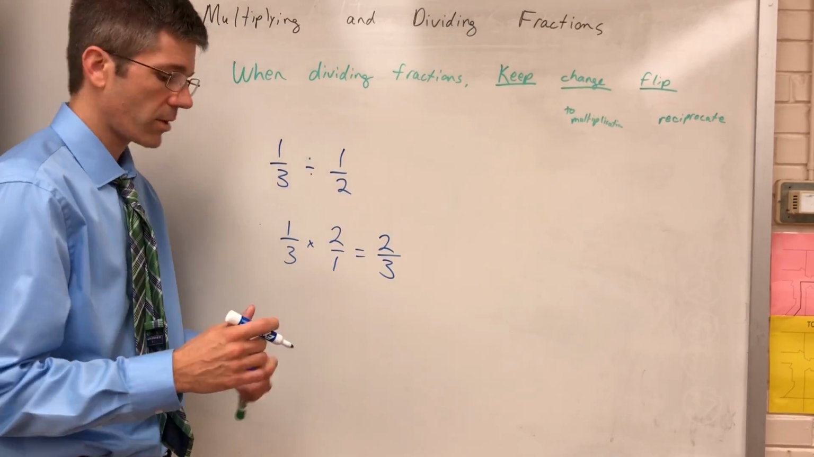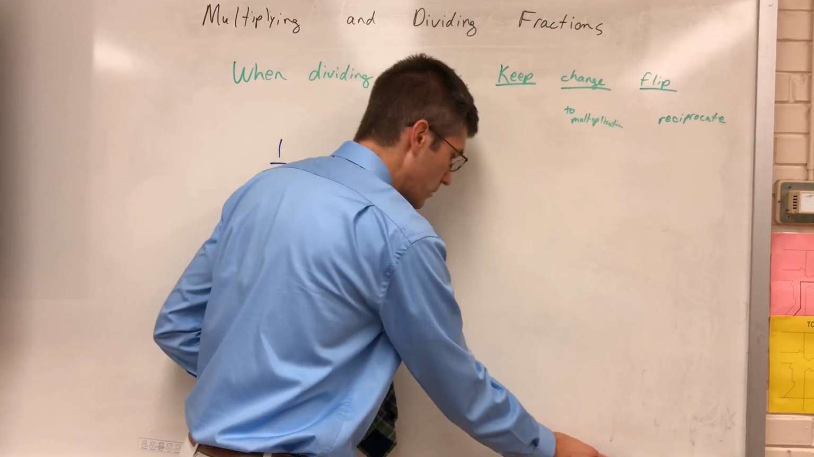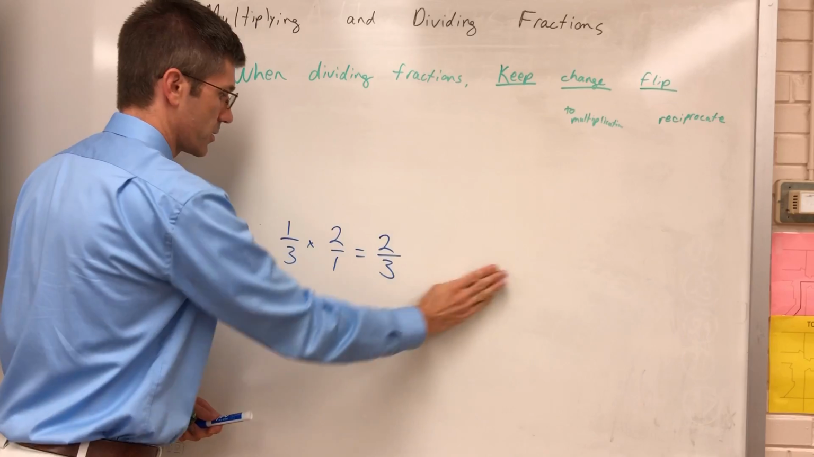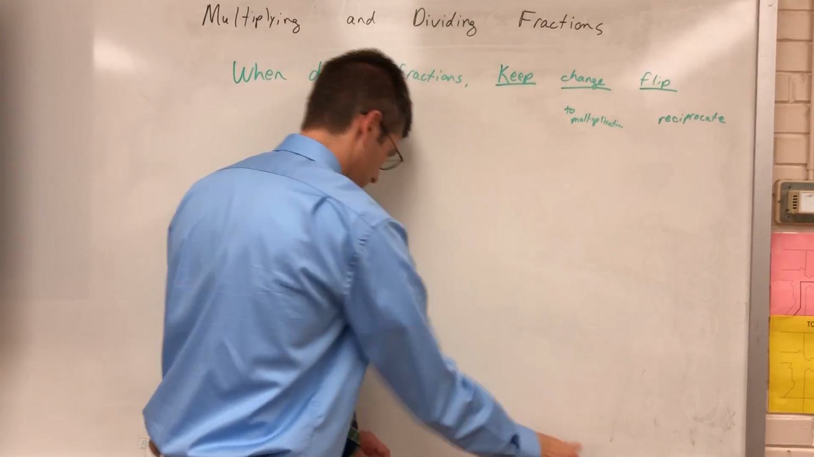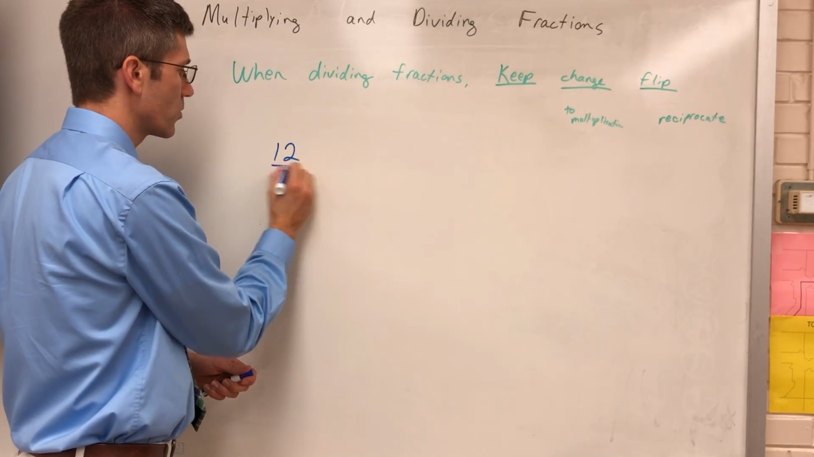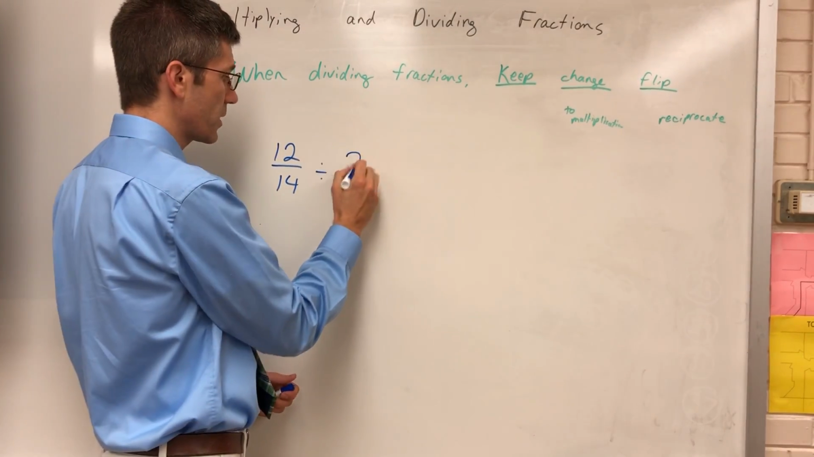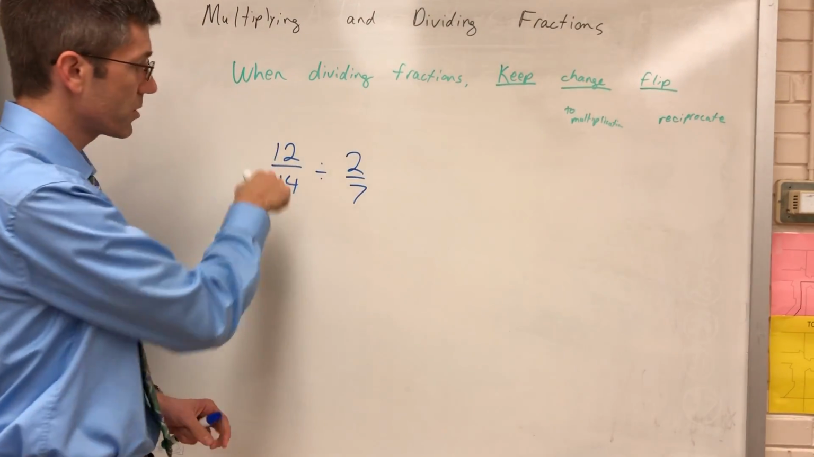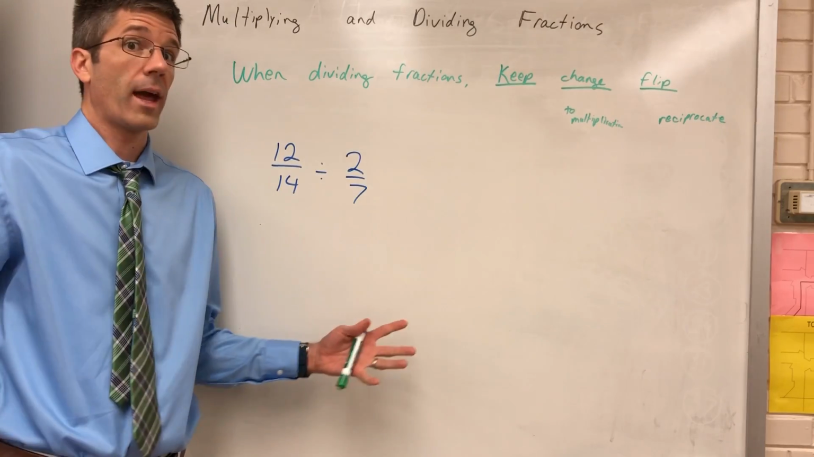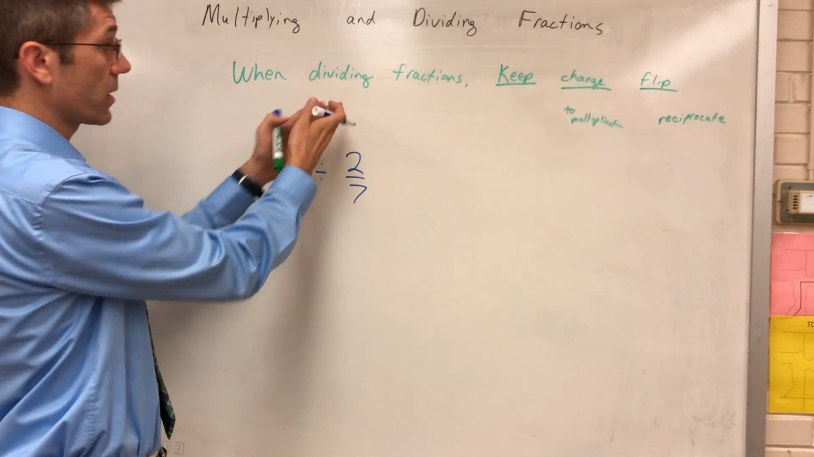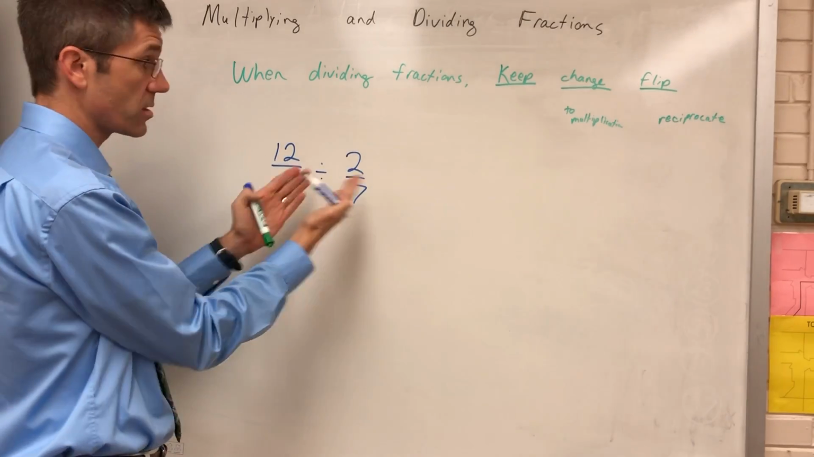Okay, so let's crank it up a notch. Let's do one that reduces, and we'll wait till the end to reduce it. So let's do 12 over 14 divided by 2 over 7. And if you're looking at this saying, hey, that reduces, you're right. Reduce it now. If you won't, I'm going to wait. Okay? So again, I'm dividing two fractions. So I'm going to keep it, change it, flip it.